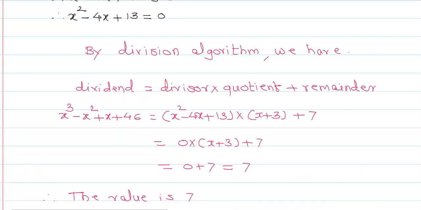What is the division algorithm? That is, a dividend is equals to divisor into quotient. Quotient is x plus 3. Divisor is x square minus 4x plus 13. But what is its value? It is 0. And hence 0 plus 7 is 7. And hence its value is 7.